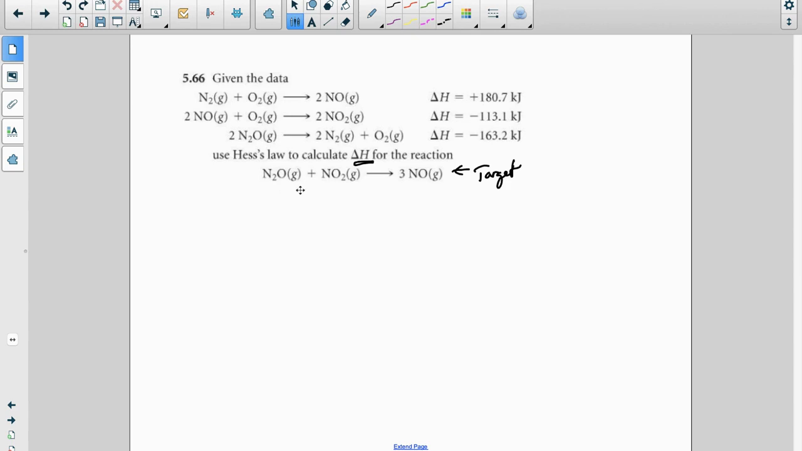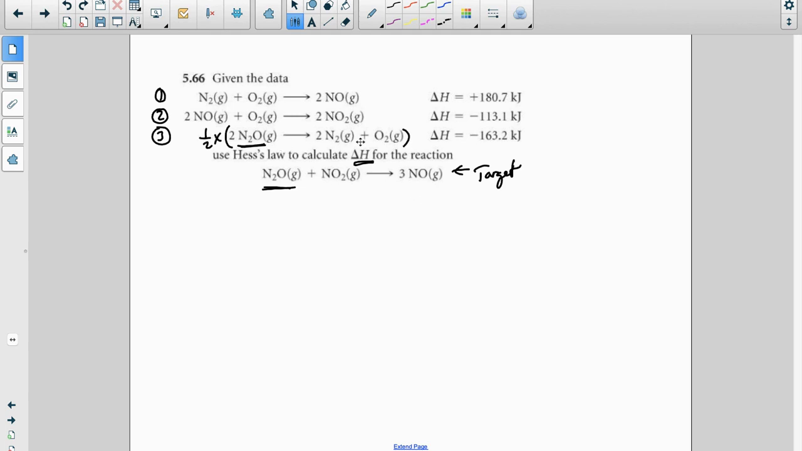Okay, so look at your target. The target needs N2O gas on the left. Let's number our steps, 1, 2, and 3. Which step has N2O on the left or N2O anywhere? So that would be step 3, right? We can see N2O gas on the reactant side, so it's on the correct side of the arrow, but it is 2 N2O and not 1 N2O. So I would have to take that reaction and multiply it by 1/2.